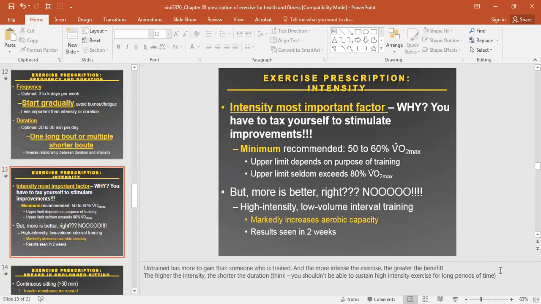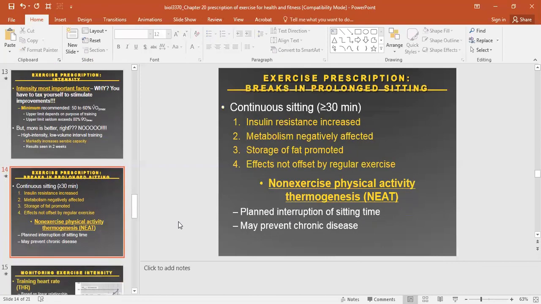And it's also incredibly individually dependent. So one person's 50 to 60% of max will be very different than somebody else's. So super important. Make note of that.